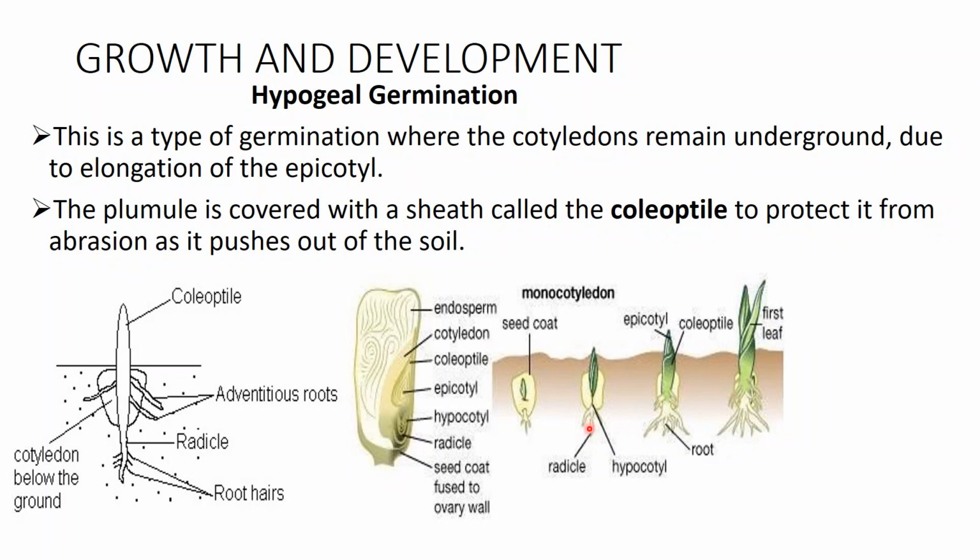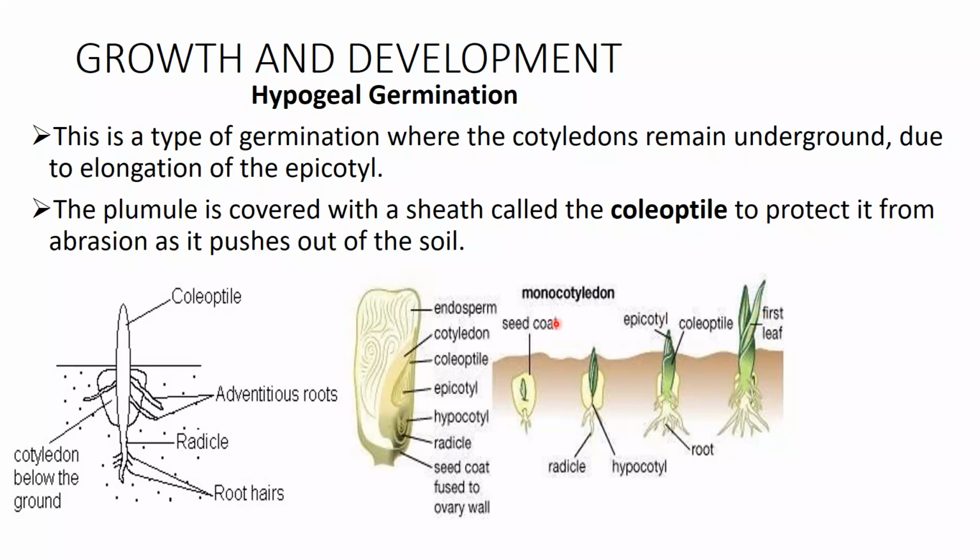The radicle here will be developing into roots. Okay, the hypocotyl will be here. Then the epicotyl is going to elongate. So as the epicotyl is elongating, or the coleoptile, once it breaks free from the ground, it's going to be here. Then the epicotyl, inside it there is a plumule which is going to develop into the leaves.